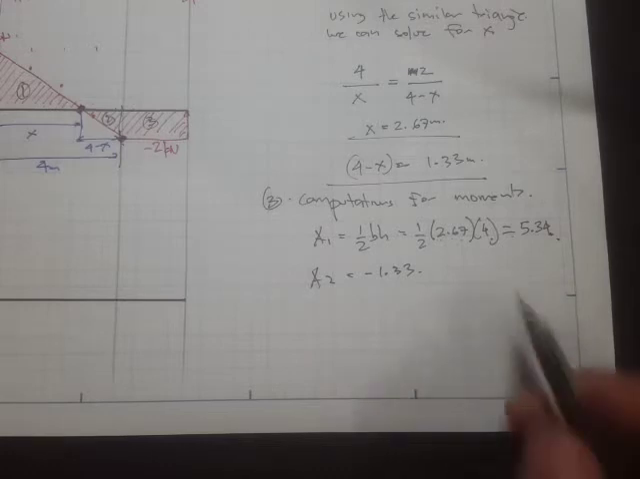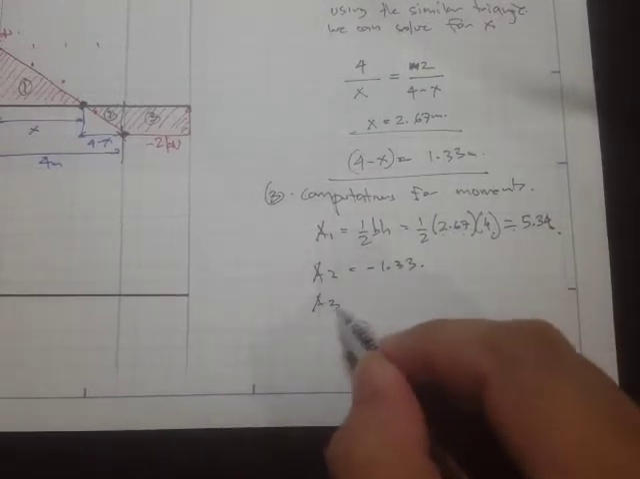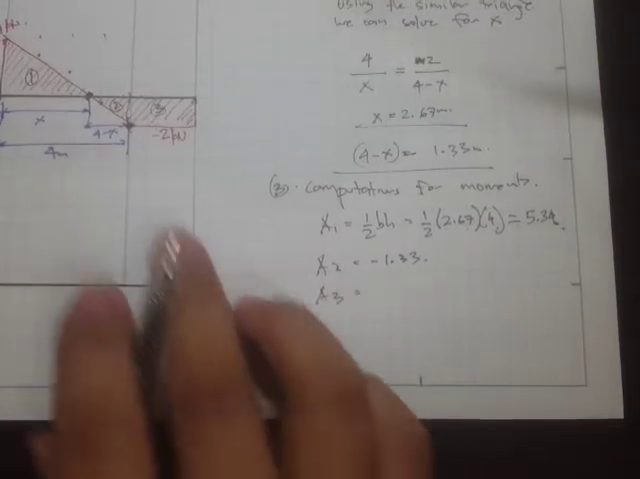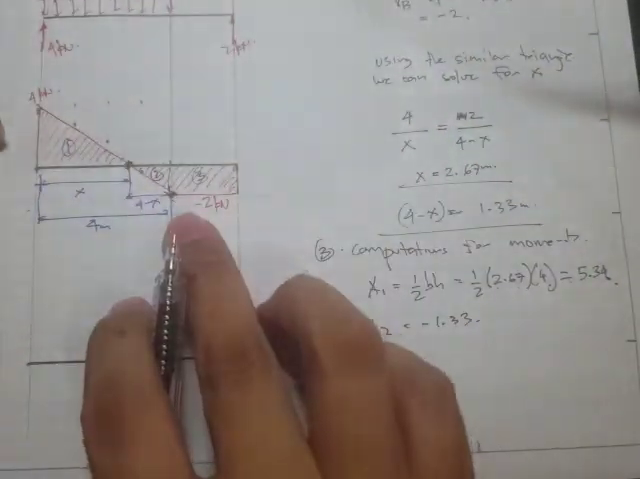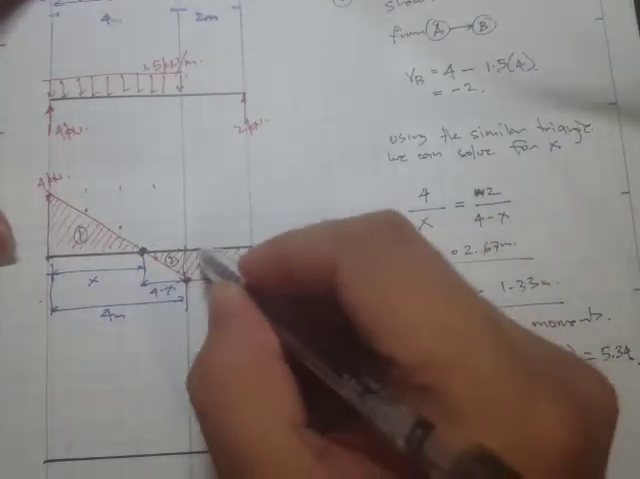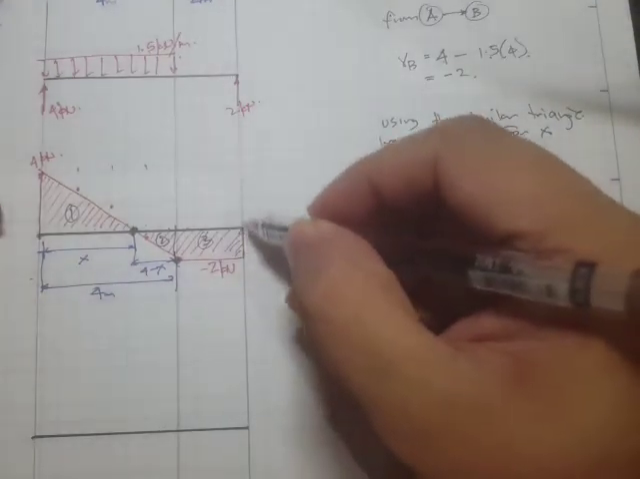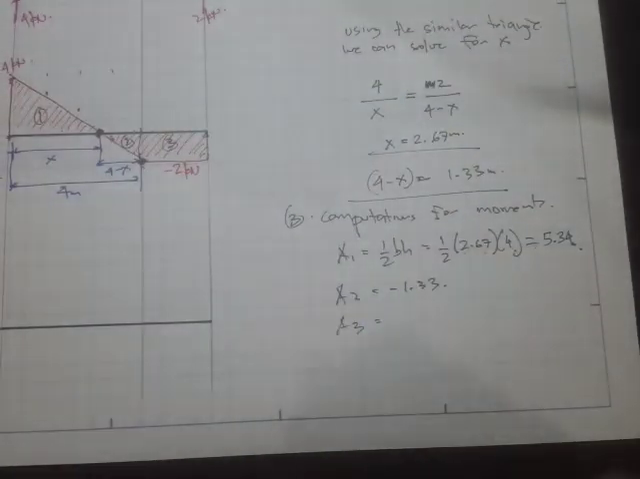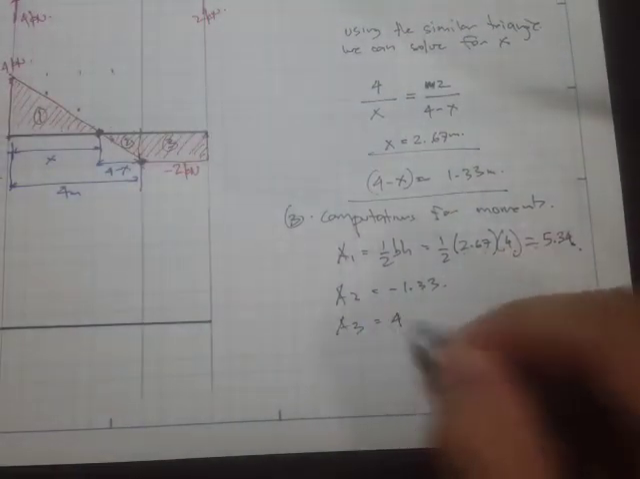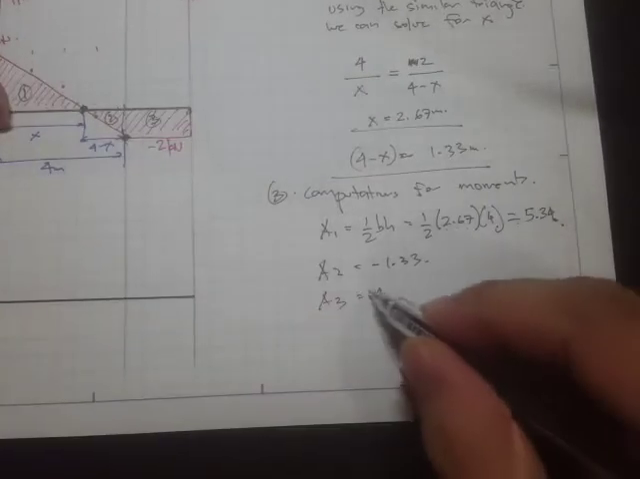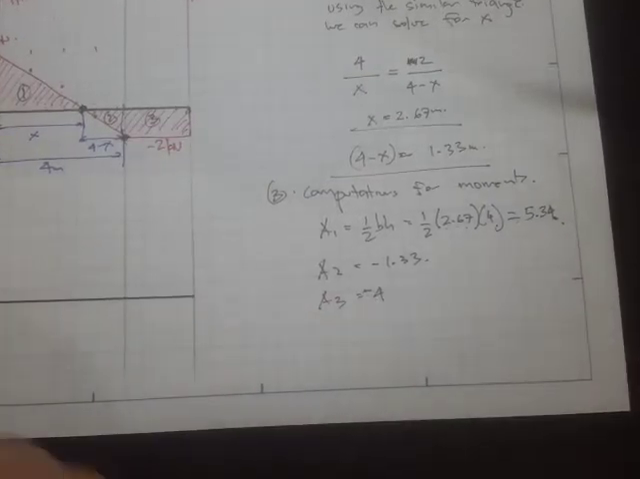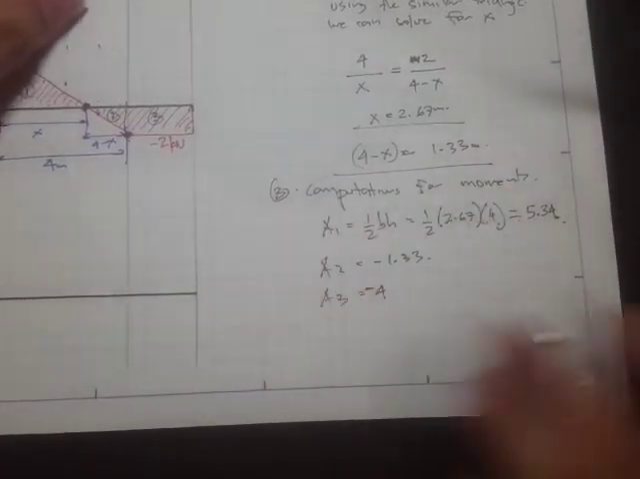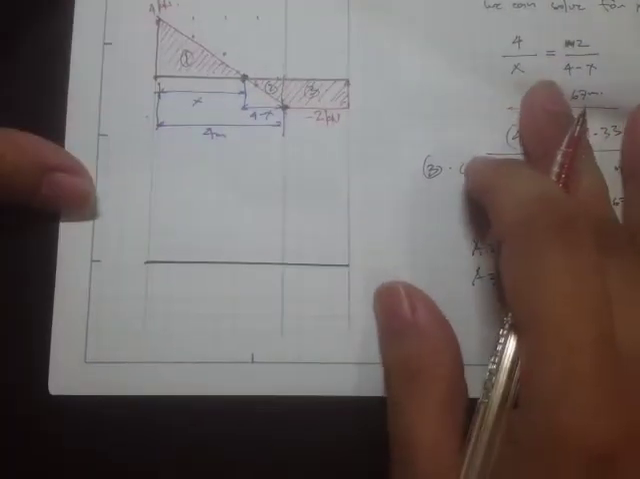And what else? Now for area 3, this is the area of the rectangle, so we have a distance of 2 meters times, right, so the distance is 2 meters, and the magnitude of the shear is 2 meters, and this is just 4, actually -4.